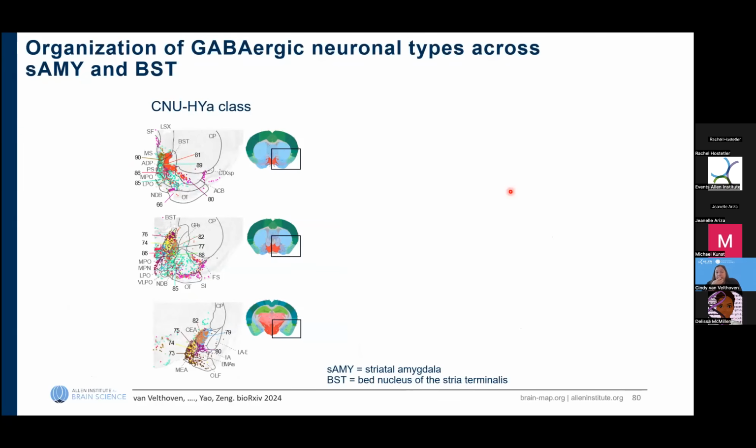Another example is the organization of types within striatal amygdala and the bed nucleus of the stria terminalis. This is a view of a very complex class, what we call the CNU hypothalamus anterior class, CNU cerebral nuclei. There are a lot of different types that are not specific to any one nucleus, but tend to be distributed among different brain regions.